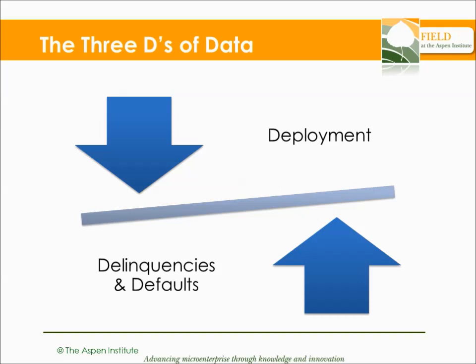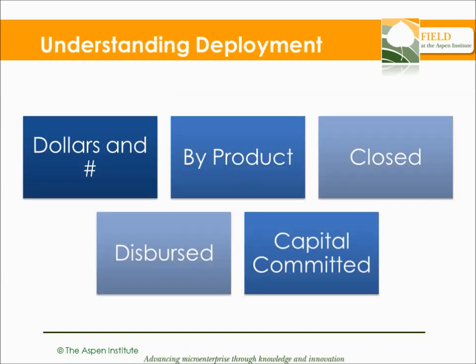Let's take a little bit of a closer look then at deployment. We'd like to recommend that you think about deployment in these buckets in terms of the data that you want to analyze about your deployment, both dollars and numbers of loans that are going out. If you're an organization that offers more than one product, we want you to think about reporting those dollars and loans out not just by your whole portfolio, but by product, because we know that it's important to understand how the different products are performing.